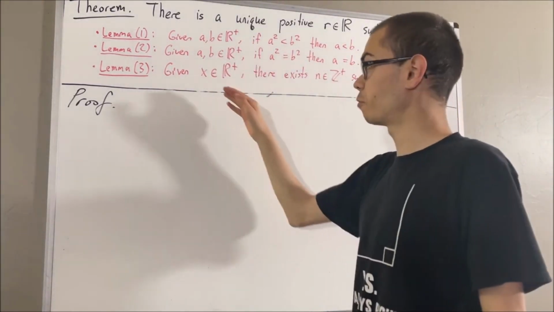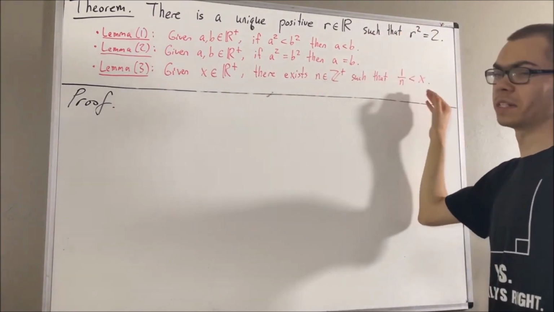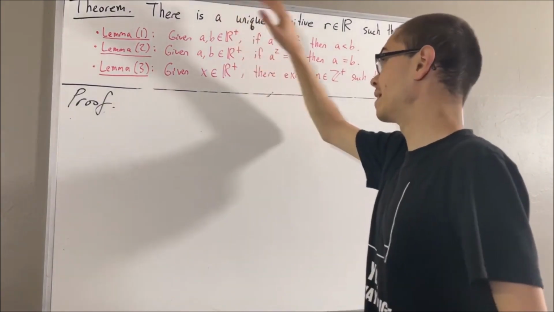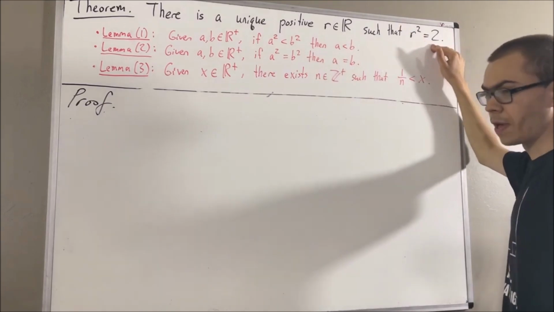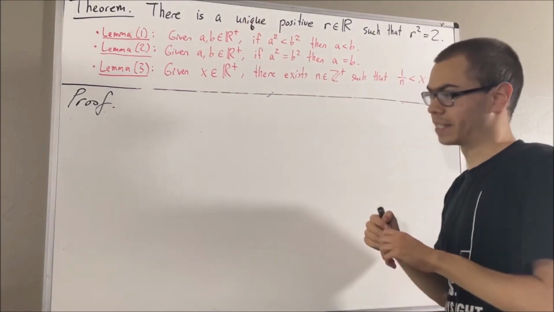And here's our third preliminary result. Given any positive real number x, there exists a positive integer n such that 1 over n is less than x. Now first, we're going to show that there exists a positive real number r such that r squared is equal to 2. And then we're going to show that it's unique. So let's start with existence.